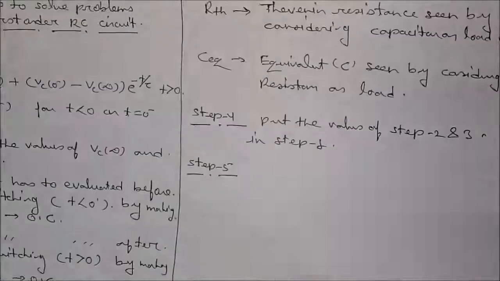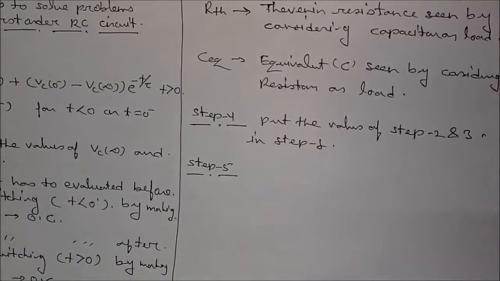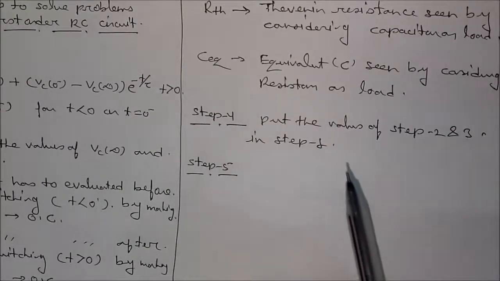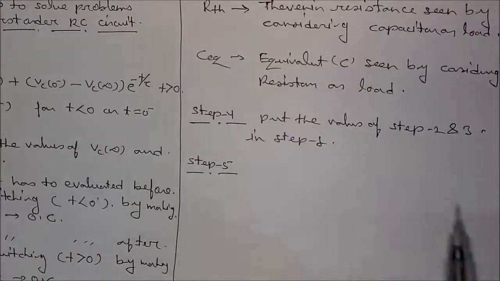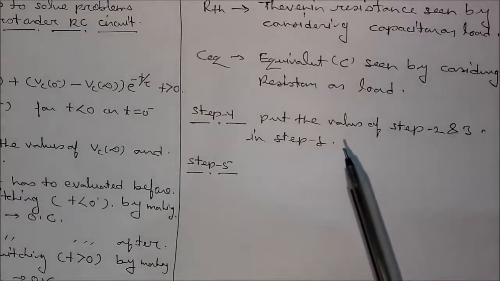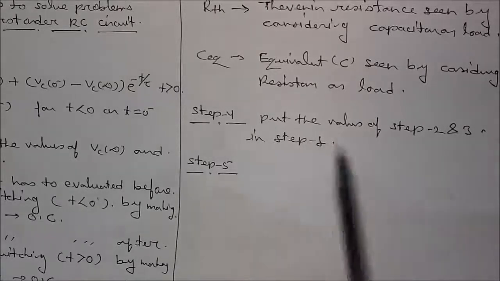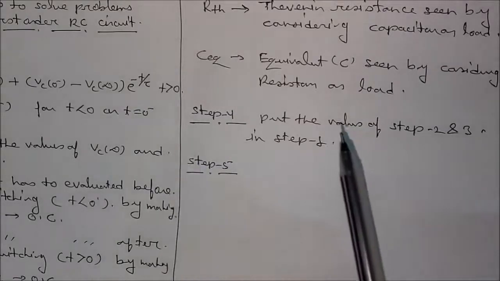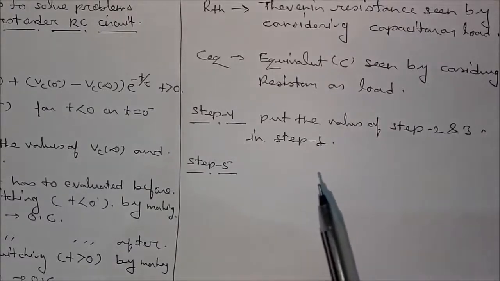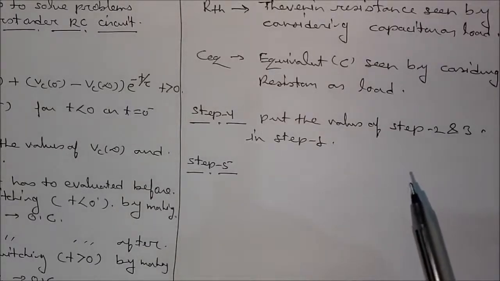Okay, now the last step is 5. If in the question some other response has been asked except VCT, then you have to calculate VCT first, then use the value of VCT and apply KVL, KCL, nodal and mesh analysis etc. to get your desired response in the network. So whenever VCT is not asked and another parameter is asked, first calculate VCT, then apply KVL, KCL, nodal and mesh etc. to get your desired response.